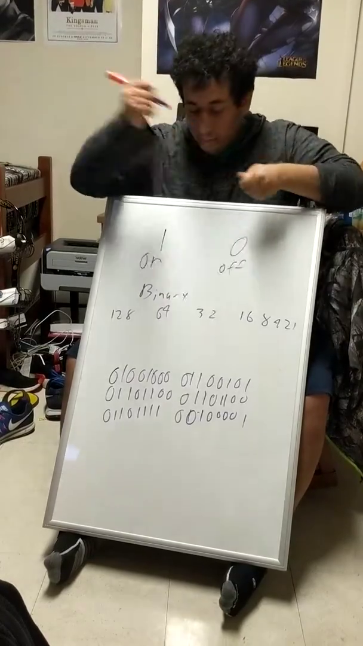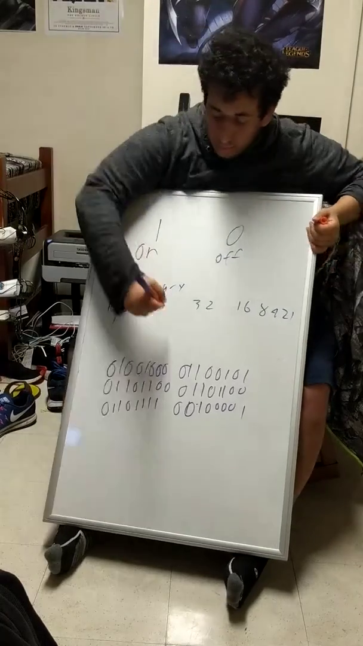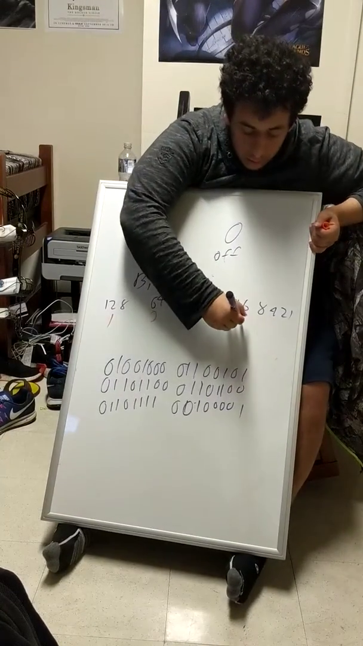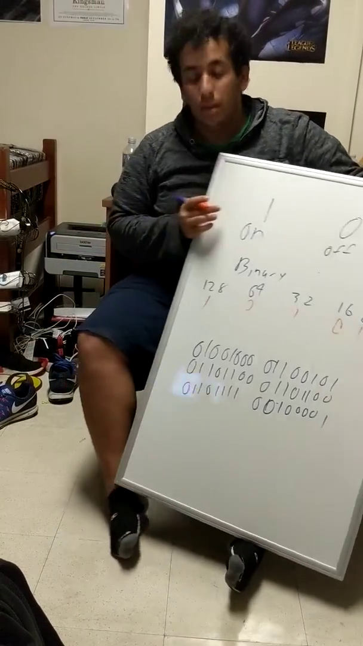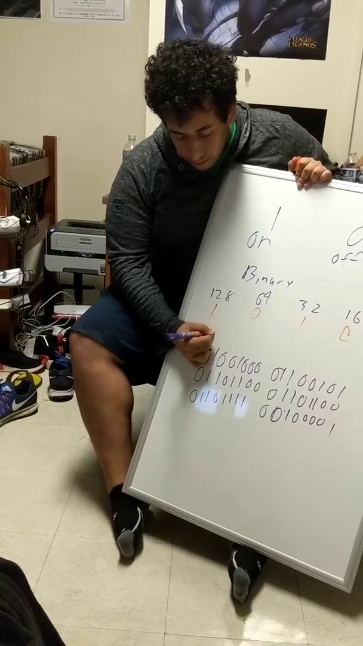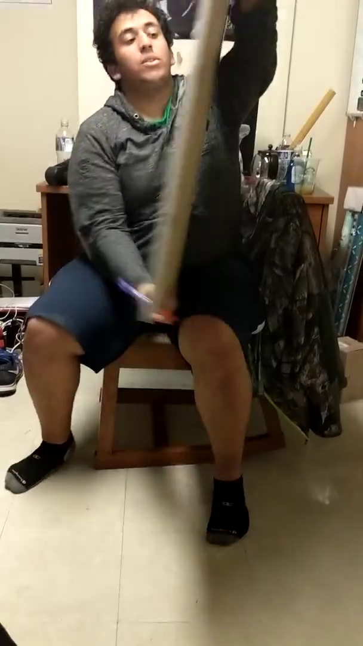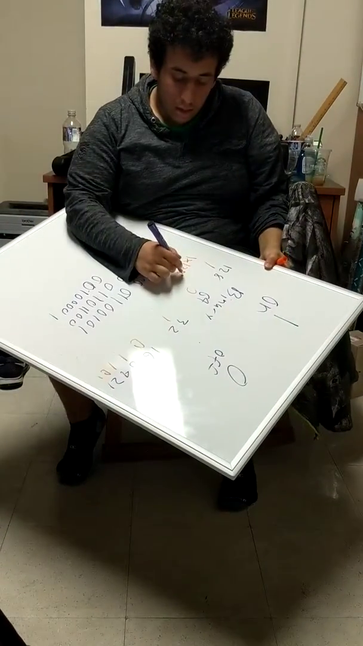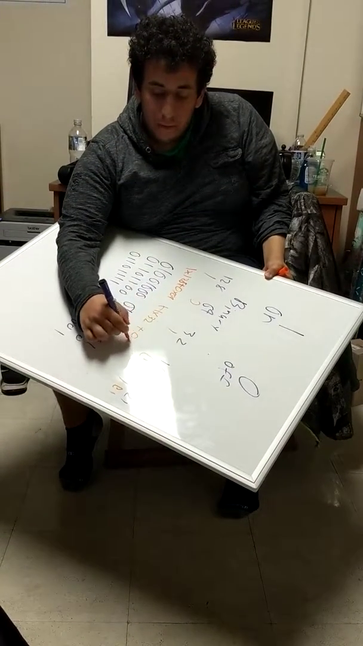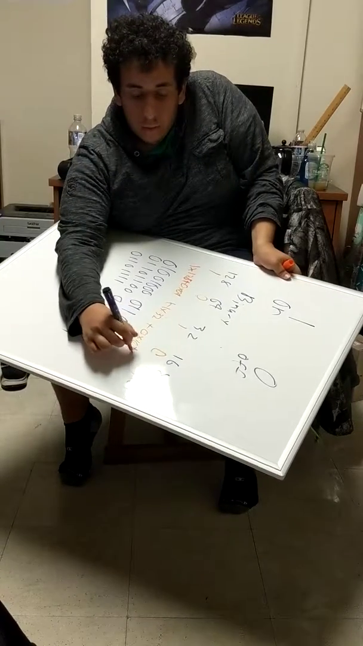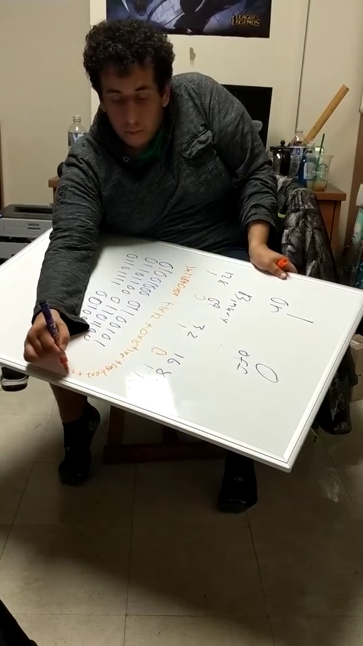If I were, for example, to have 1 128, 0 64s, 1 32, 0 16s, 1 8, 1 4, 0 2s, and 1 1. This would come out to be 1 times 128, plus 0 times 64, plus 1 times 32, plus 0 times 16, plus 1 times 8, plus 1 times 4, plus 0 times 2, plus 1 times 1.